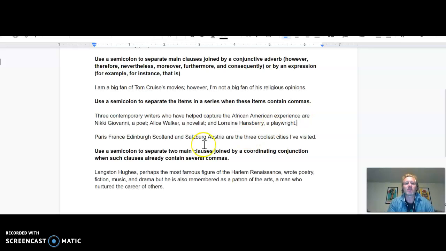Here's another simpler example of it. Paris, France, Edinburgh, Scotland, and Salzburg, Austria are the three coolest cities I've visited. That's a fact. If I just said Paris, Edinburgh, and Salzburg, I would have put commas. But because these come with the countries as well, we don't want to have Paris, comma, France, comma, Edinburgh, comma, Scotland, comma, Salzburg, comma. It gets confusing. So Paris goes with France, and then we will just section that off.